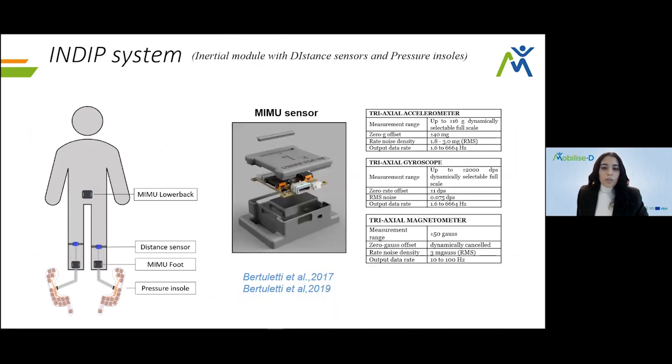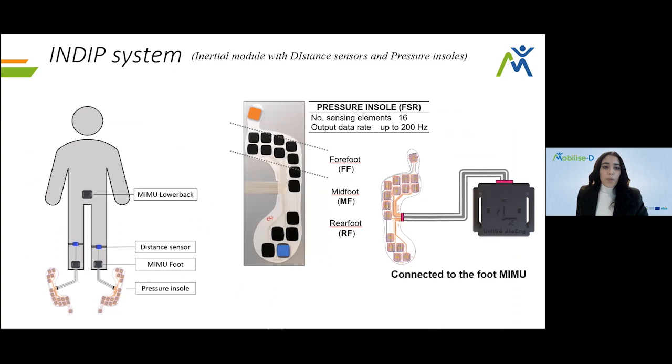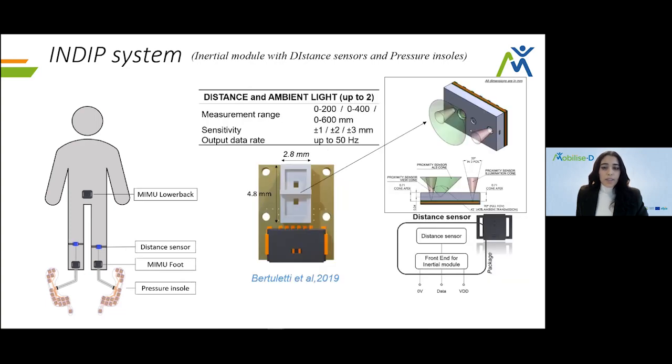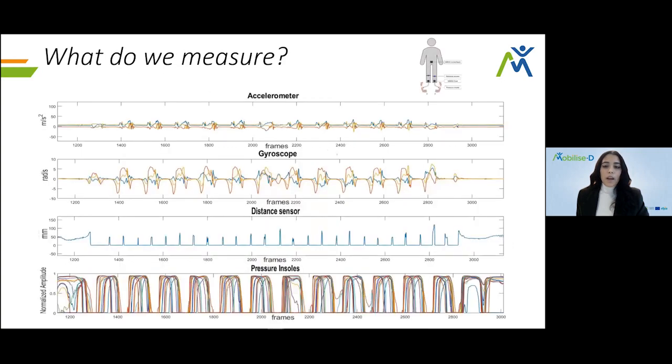It includes magneto-inertial sensors, with a frequency of 100 Hz, which are positioned on feet and lower back, 2 pressure insoles, each with 16 sensing elements with a frequency of 100 Hz, and 2 distance sensors with time-of-flight technology with a range of 0.2 meters and a sample frequency of 50 Hz. But what does the HINDIP measure?